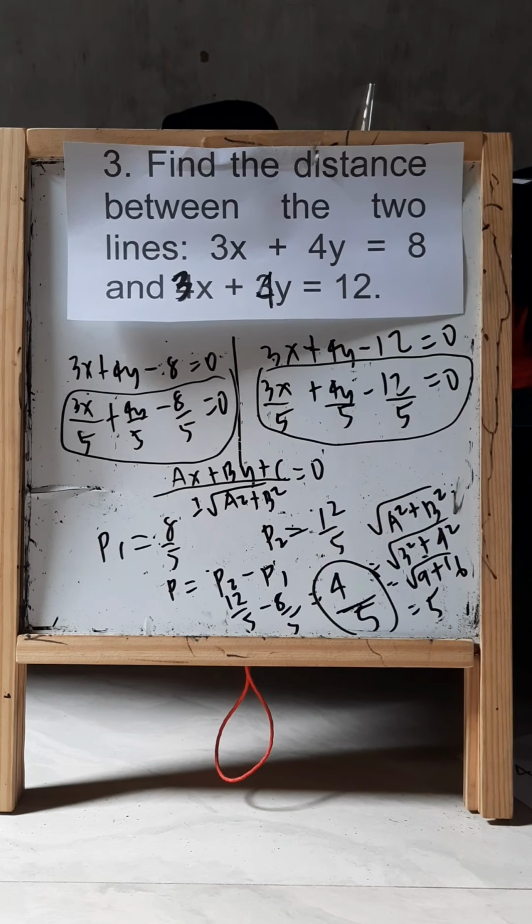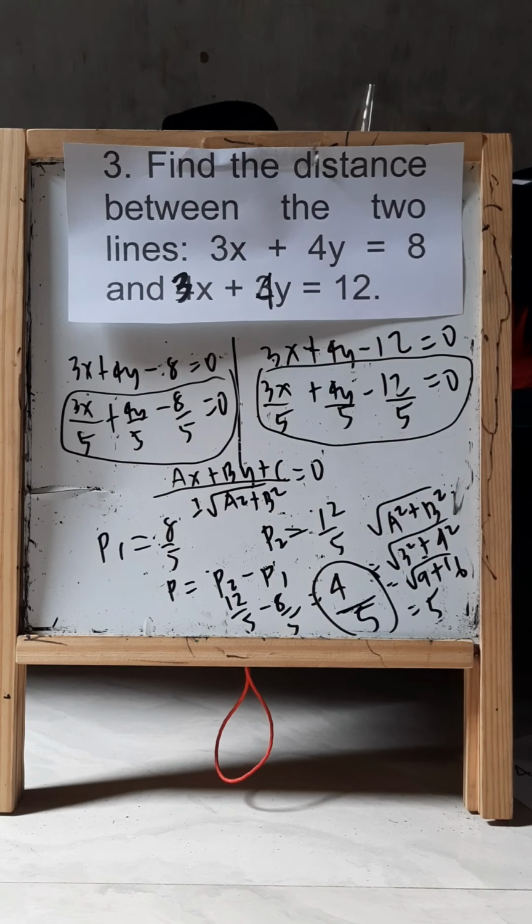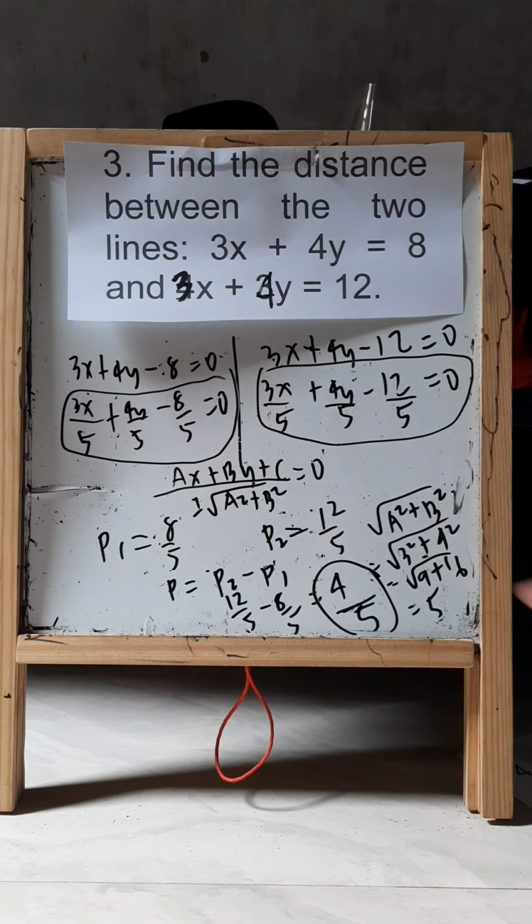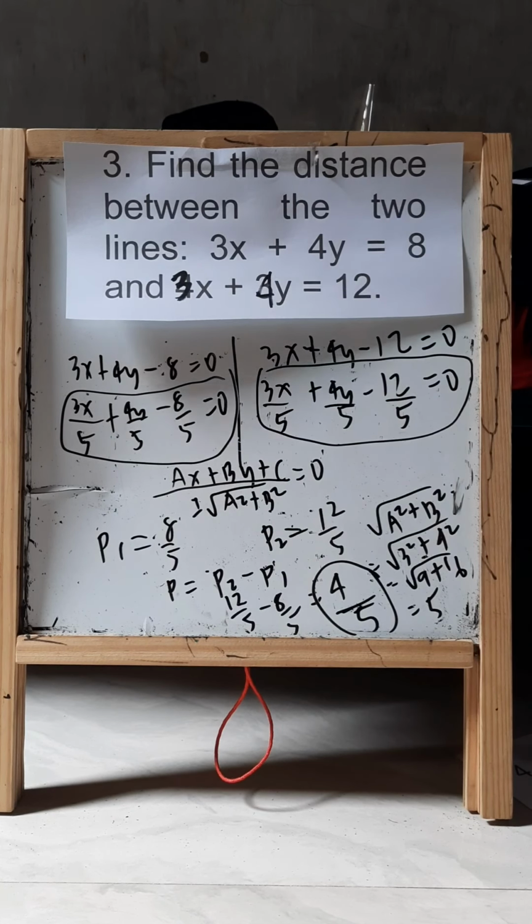So ito na yung answer. The distance between the two lines is 4 over 5, or that's equivalent to 0.8. So magkalapit lang sila, wala pang 1 unit. Almost 1 unit yung kanilang distance. 0.8, 4 over 5. Okay? So that is how we solve the distance between two lines.